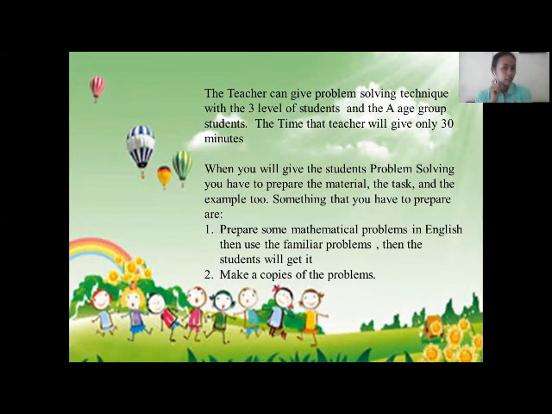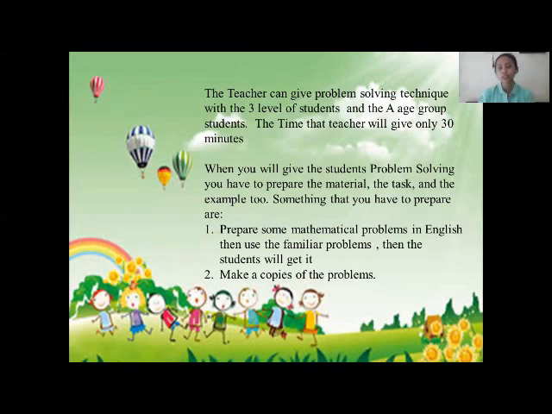So first, we prepare the mathematical problem. We as teachers know 3 plus 1 is 4, but for young learners we use a story, like maybe Andy has 3 balloons, and then Ida gives Andy 1 balloon. How many balloons does Andy have now? So we can use that.